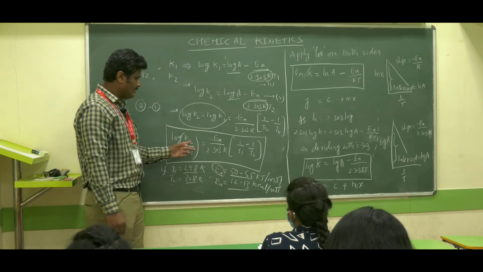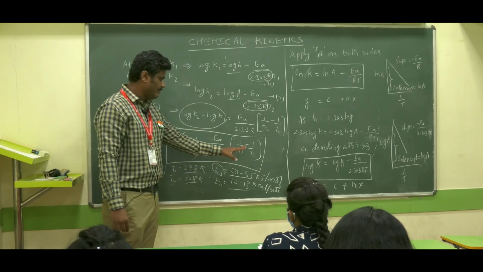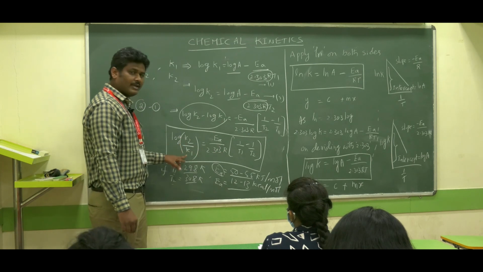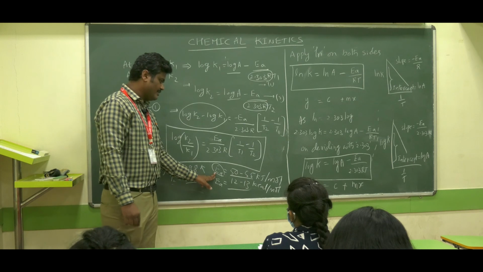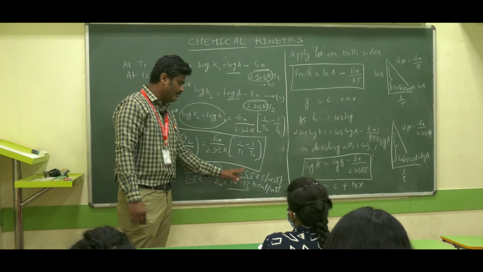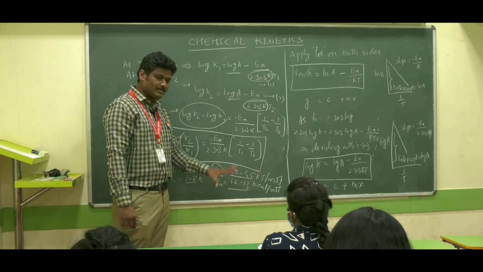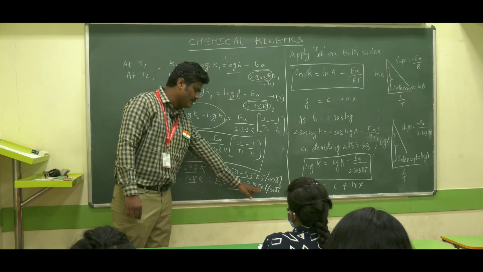Without solving the equation, you do not have to substitute T1, T2, R value, K2, K1. Without solving these, you can directly say the activation energy falls in between 50 to 55 kilojoule per mole, and in terms of calories, 12 to 13 kilocalories per mole.